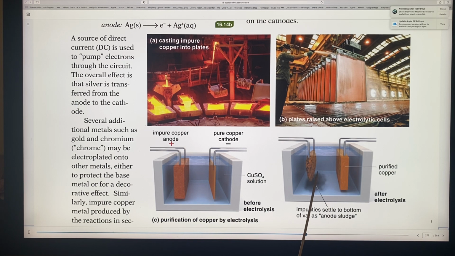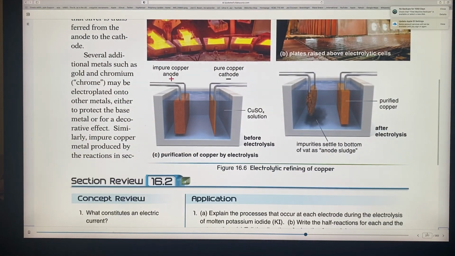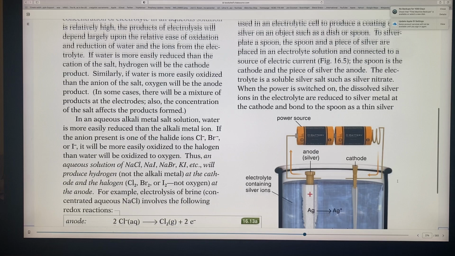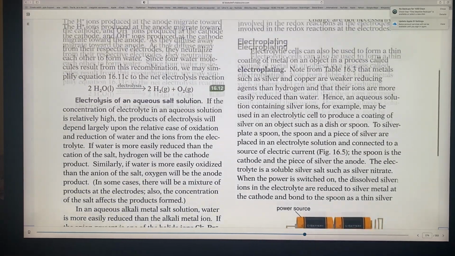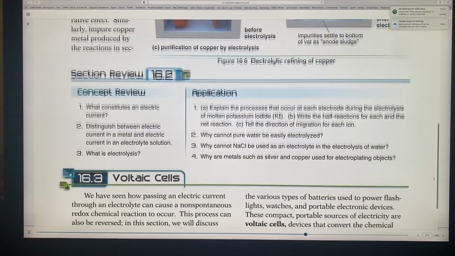And then the purified copper is drawing in the copper from this side, so that now it's more than 99.98% pure because it's drawing in more copper. So this is how they get the impurities out of the copper, by using this electrolysis situation. Basically, we're calling it the electrolytic refining of copper, which is electroplating. It's the same as this with the silver.